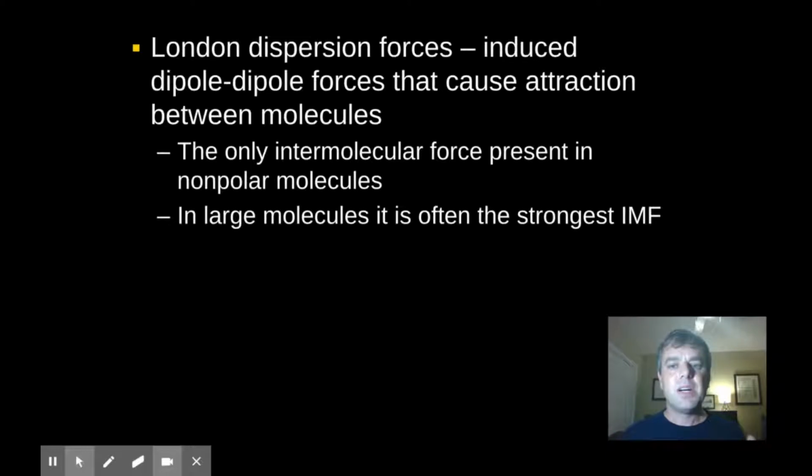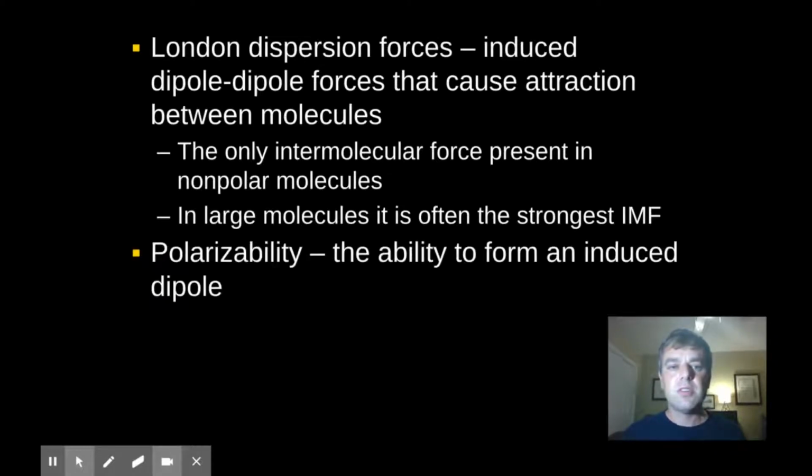And in large molecules, it's often the strongest intermolecular force because the larger the electron clouds and the larger the molecule, the easier it is to induce dipoles, because this forms by temporary shifts in the electron density within an atom or a molecule.